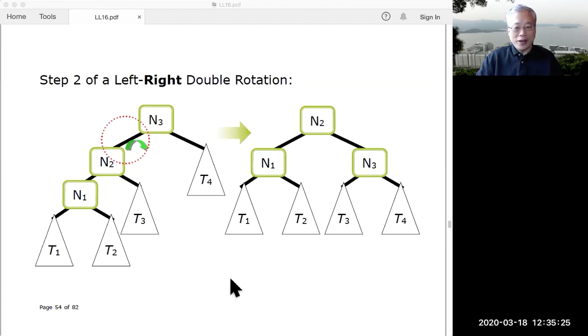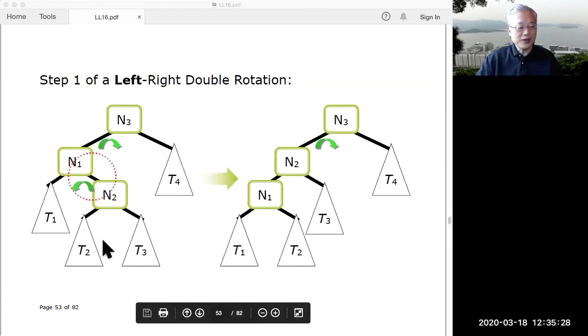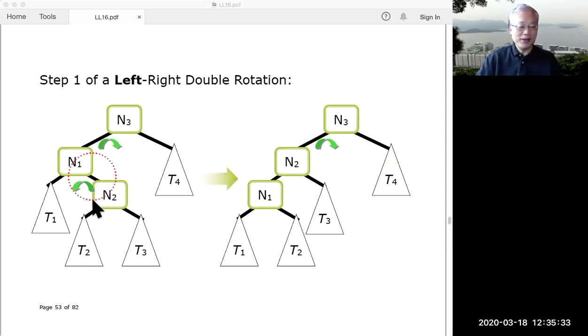So let me go back a little bit. Okay, so here, look at this. One thing I want you to notice is this T2. First step is we do a left rotation. Now, when we do a left rotation, N1 goes to here. Of course, T1 is still here, but T2. When this is a left rotation, N2 will bring this T3 up, right? But T2 can no longer be the left subtree of N2, correct? T2 will become the right subtree of N1. Okay, so that is the situation.